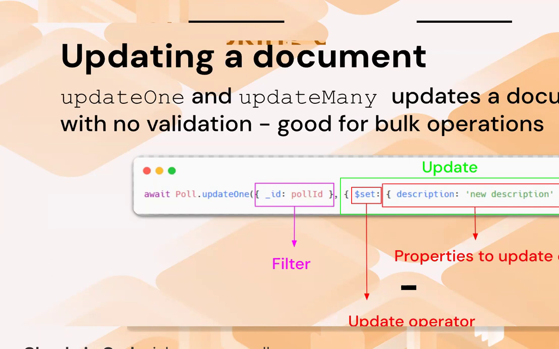And then here you can see an example for .updateOne. You can see the filter. So what poll are you going to update? It's by this poll ID. And then you have the update operator, which is $set. And then you have what are you updating it with? So here you're updating the description field. And these are the properties to update the document with that you're going to specify inside the brackets.